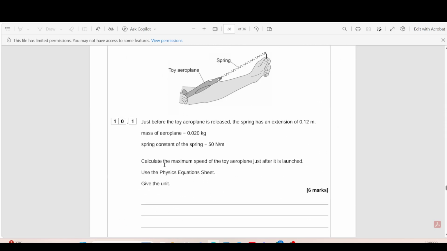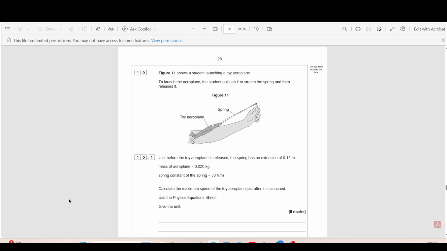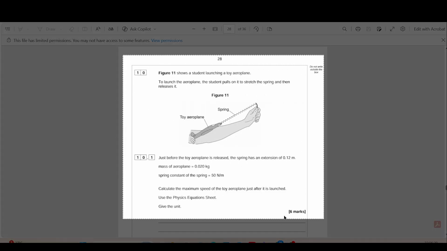Figure 11 shows a student launching a toy airplane. Just before the toy airplane is released, the spring has an extension of 0.12 meters. The mass of the airplane is 0.20 kg. The spring constant of the spring is 50 newtons per meter. Calculate the maximum speed of the toy airplane just after it is launched.